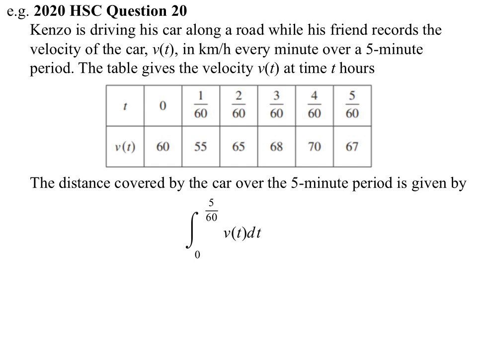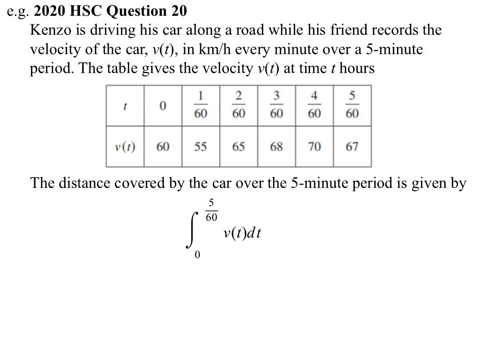Anyway. Driving a car along the road, his friend is recording the velocity of the car in kilometres per hour every minute over a 5-minute period. Here's our table of values. They want to find the distance covered, but to help us out, they've told us it is the integral. And the reason it's the integral of that, velocity is the rate of change of displacement or distance with respect to time. So if you want to find the distance, it's like finding the primitive function of the velocity. It's that integral. We don't know the function v(t), and that's why we're going to use the trapezoidal rule.